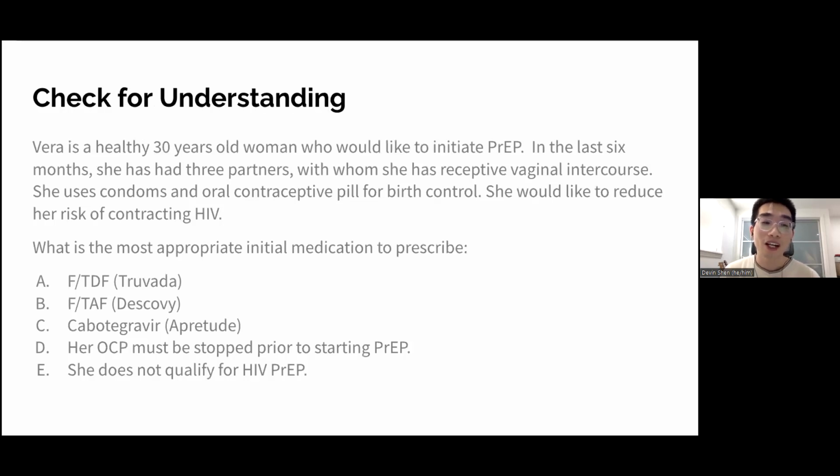So I hope to now see the group answer this next question. We have Vera. She's a 30-year-old woman who would like to initiate PrEP today. In the last 6 months, she's had 3 partners with whom she has receptive vaginal intercourse. She uses condoms and OCPs for birth control, and she would like to reduce her risk of contracting HIV. What would be the most appropriate initial medication for her? Would it be Truvada, Descovy, cabotegravir? Does her OCP need to be stopped prior to starting PrEP, or does she not qualify for PrEP at all?